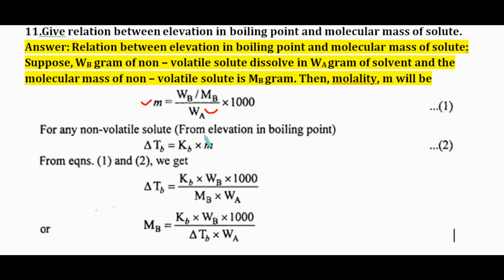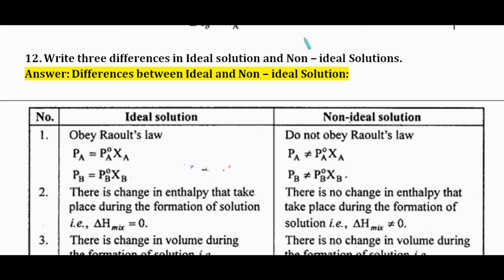From equation first and second, we put the value of m, we get delta Tb equal to Kb and this is the value of m, and we get the formula. On transposing Mb and delta Tb, we get Mb equal to Kb into Wb into 1000 upon delta Tb into Wa. Thus we get the formula for molecular mass of solute through the elevation of boiling point.